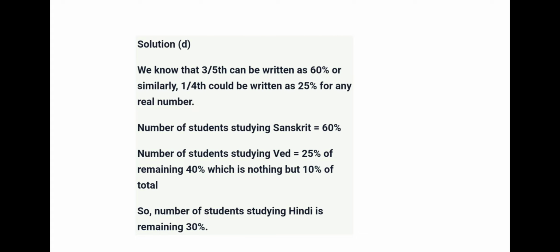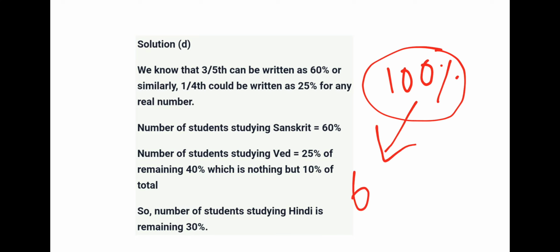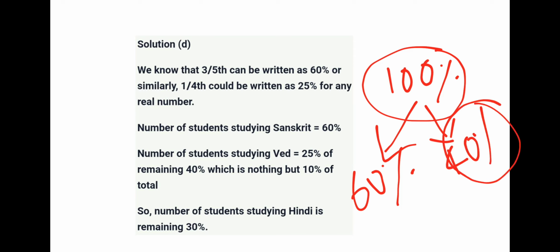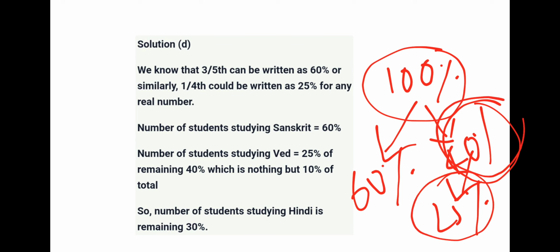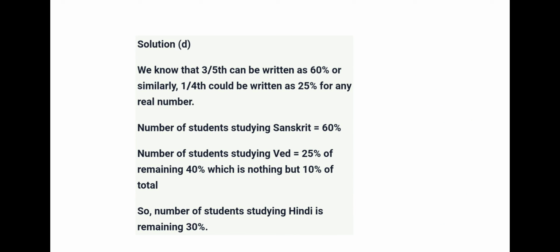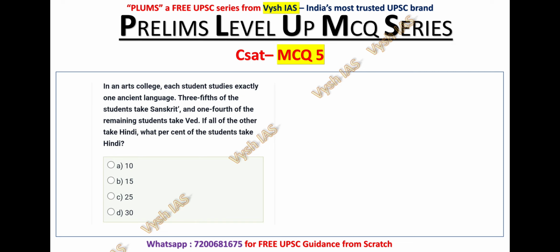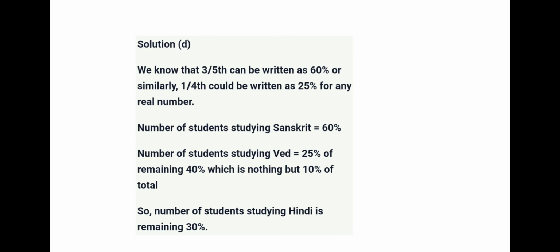So, for example, if there is 100%, out of this 100%, 60% have taken Sanskrit and the remaining is 40%. Out of this 40%, 25% have taken Urdu, which is nothing but 10%. So 10% have taken Urdu and the remaining is 30%. So 30% is nothing but the remaining students, that is Hindi. So 30% is Hindi, so option D is the correct answer. MCQ number 5, D is the correct answer.